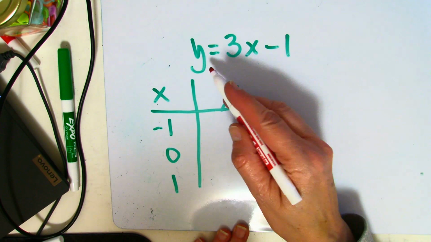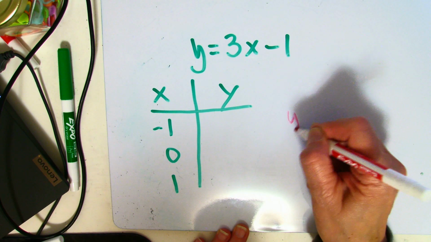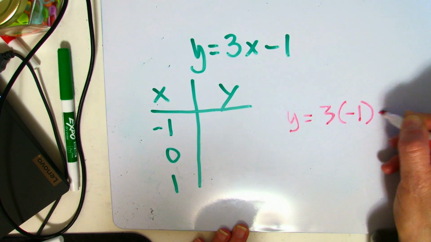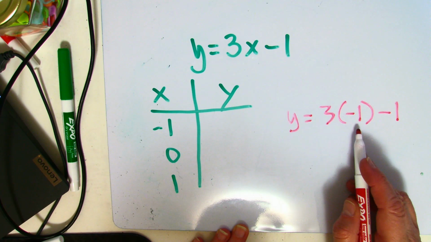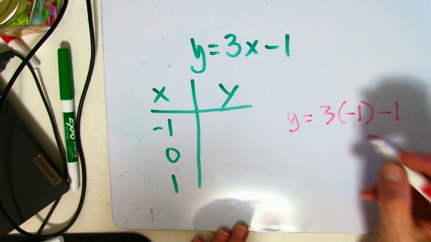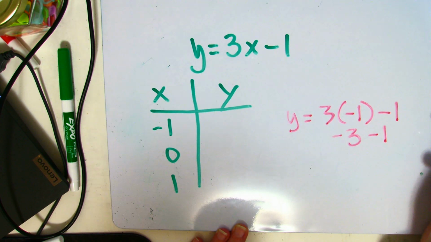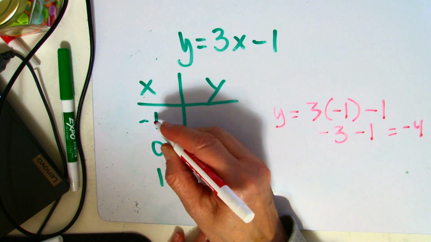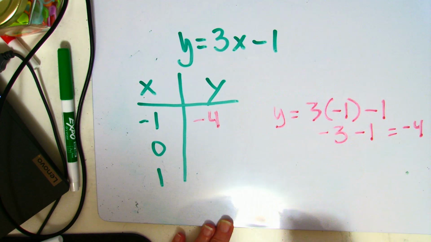So I am solving for y. I'm just going to plug in y equals 3 times negative 1 minus 1. And 3 times negative 1 is going to give me a negative 3, minus 1 will give me a negative 4. So when x is negative 1, y is negative 4.